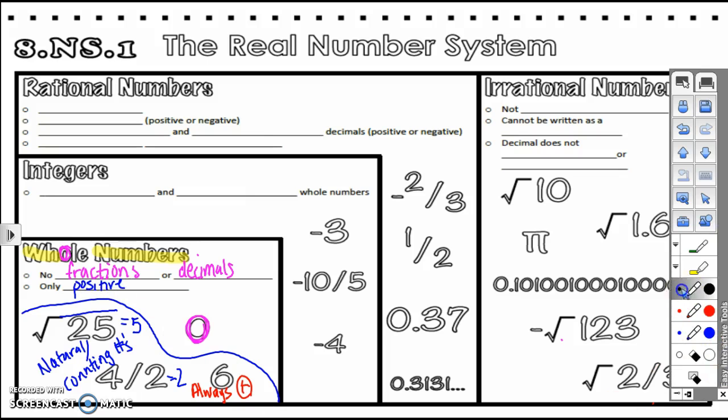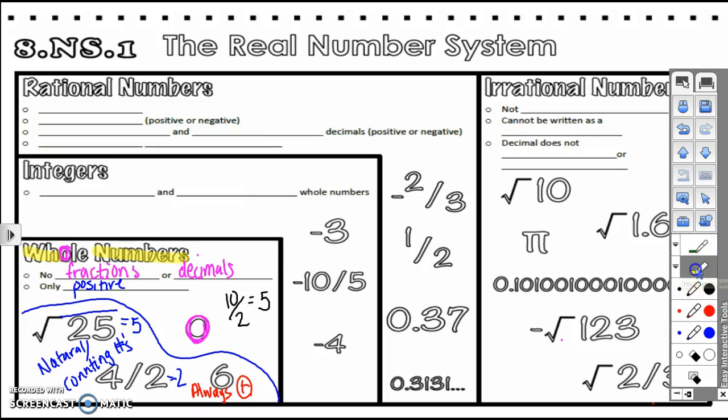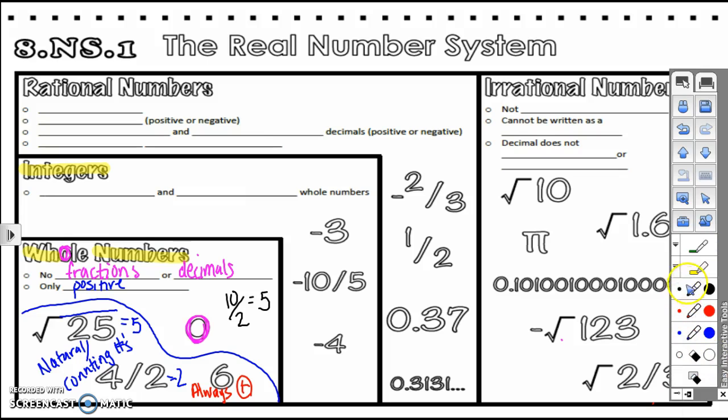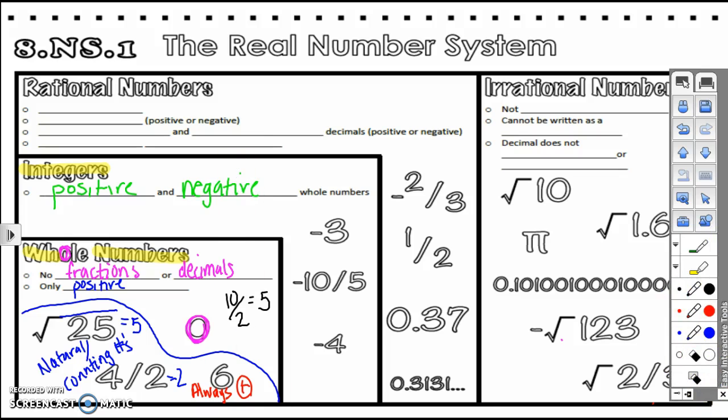We can also say, okay, well, 10 divided by 2, that would be a whole number because that simplifies to be 5. And that will also be a natural number as well. So we're going to build upon this, and we're going to move into integers. Integers is the next set of numbers that we need to know about. So integers are positive and negative whole numbers. We still haven't gotten into fractions yet. So they're positive and negative whole numbers. No decimals, no fractions.